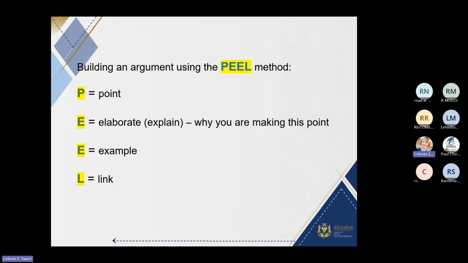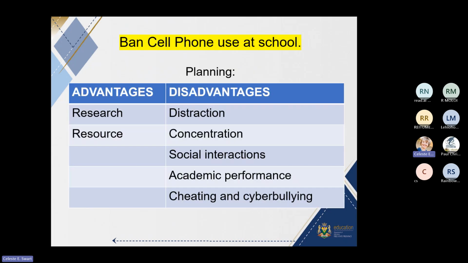The first E, you're going to elaborate. You're going to explain why you're making this point. Why do you say this? Then the next E is the example you're going to give, and then the link to the topic. Now, what's interesting here is the first example I do will show you where we have each of these set apart as if it's 4 different points, but it doesn't have to be like that. You'll see that in the second point we're going to make. But let's first look at planning.